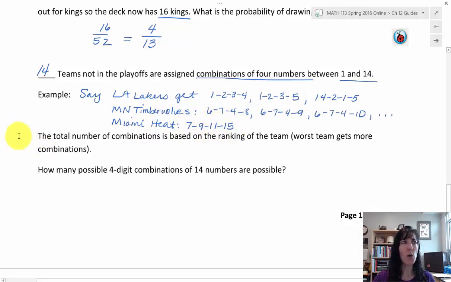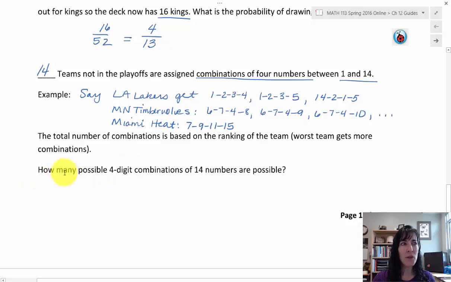There's 2 things you need to know. The first is the total number of combinations that a team gets is based on the ranking for that team. So in this case, the way I wrote it up, Miami Heat is the best of the worst because they only got one combination. The Minnesota Timberwolves are the worst of the worst, so they had the worst record for the entire year. And if you're a big Timberwolves fan, I'm sorry. So they have 1, 2, 3, plus several because they had the worst record for the season.